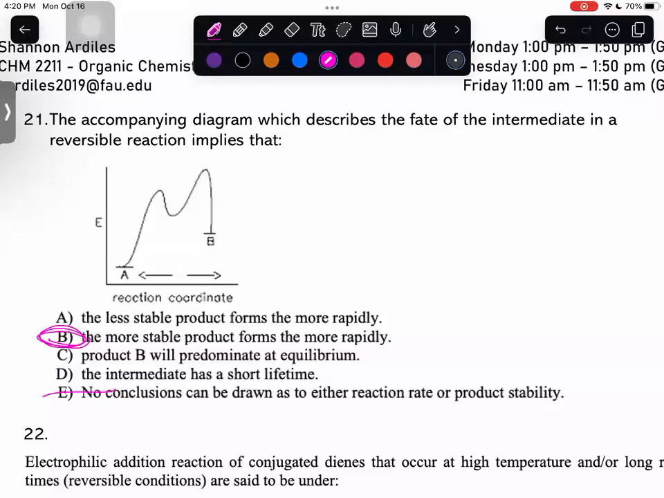Okay. For any reactions that we do, the goal is always to create a really stable molecule, right? So we're going to favor the creation of the most stable product. Therefore, it's going to be created more rapidly in general. That applies for any reaction actually. So keep that in mind. That's why this one is true. Now, the least stable product forming rapidly doesn't make sense at all.